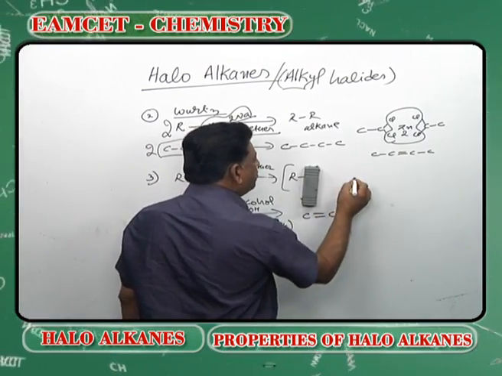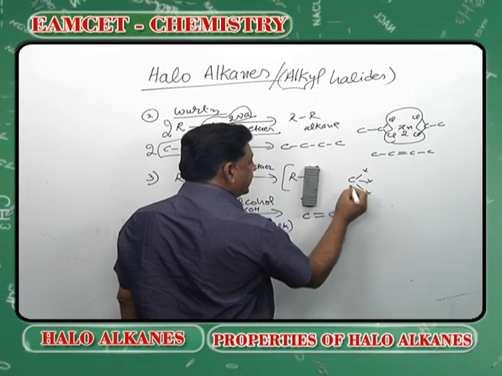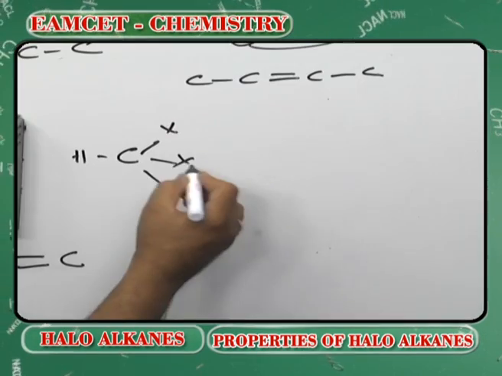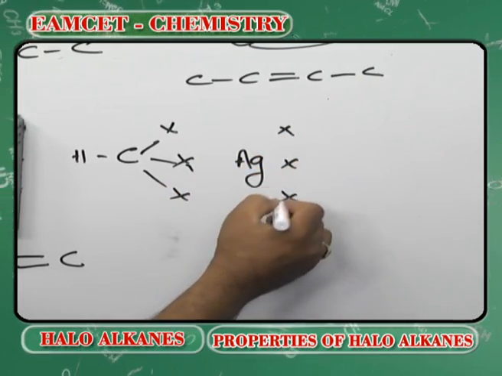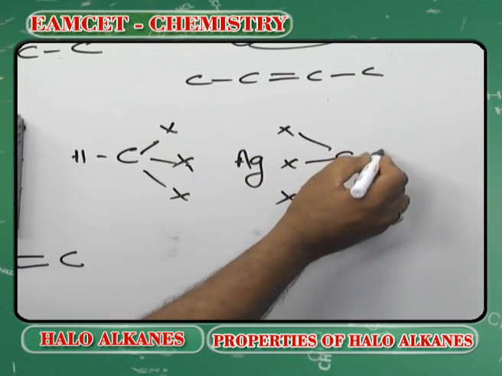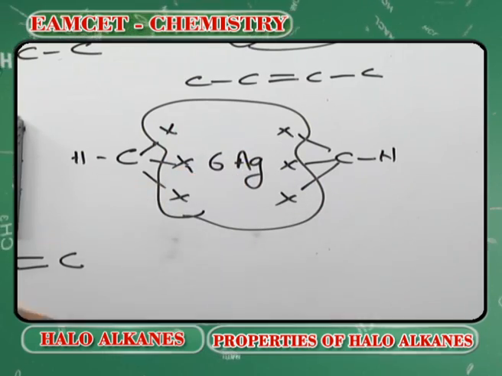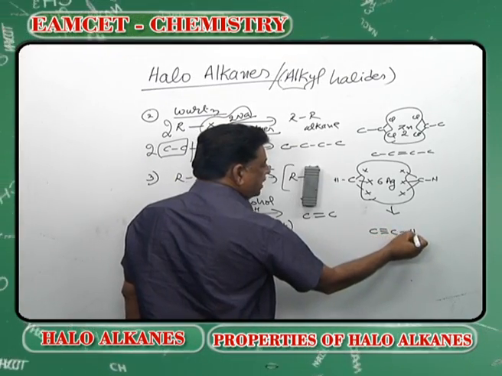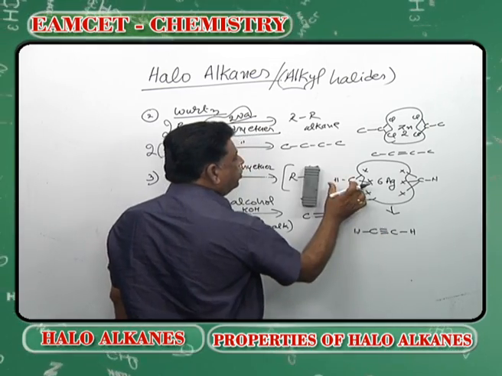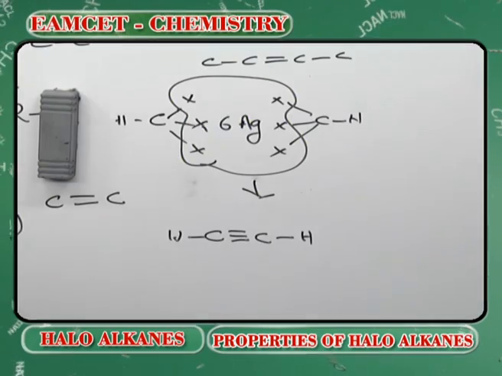If a compound has three halogens, like trichloromethane, when you add silver metal, the three halogens will be removed and you are going to get a triple bond between the carbons. So, you need 6 silvers. This is also an example of the coupling reaction. Coupling reaction means two identical parts are going to join up, assembling.